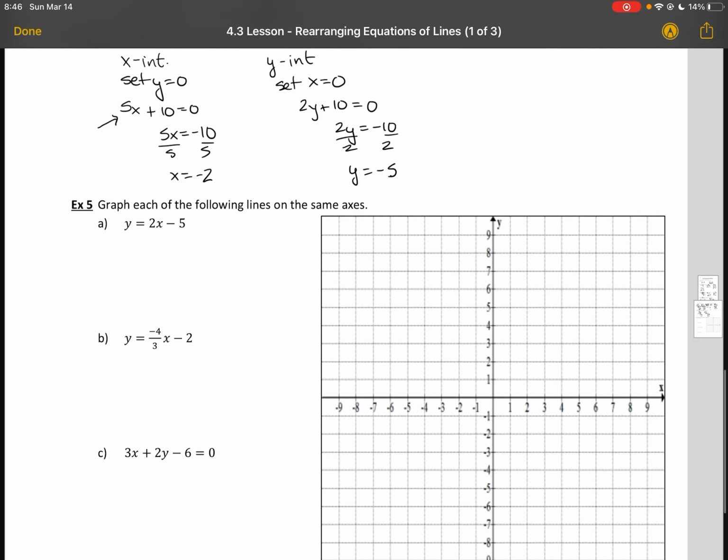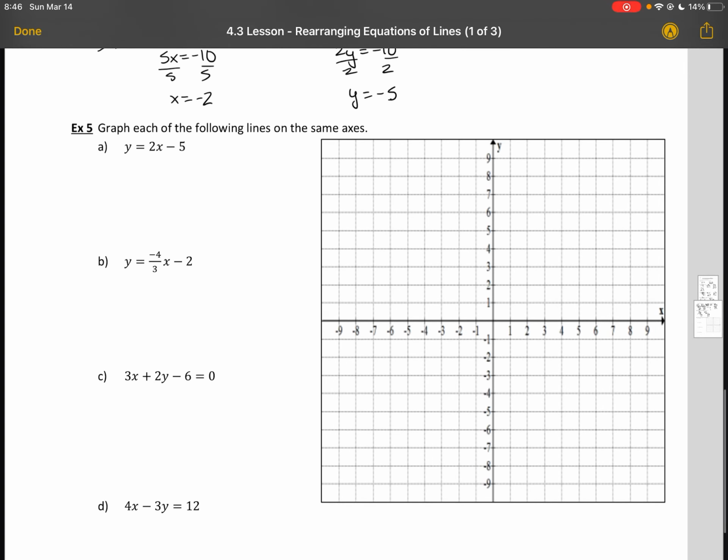The last example that we're going to do is graph some lines. So you'll notice that the first two are in slope y-intercept form, and the second two are, well, standard form and then something in between standard form and slope y-intercept form. So if you remember, when we are graphing using slope y-intercept form, we're going to identify our slope. We're going to identify our y-intercept. This is our starting point. And our slope tells us our rise and our run, or how we get to the next point.